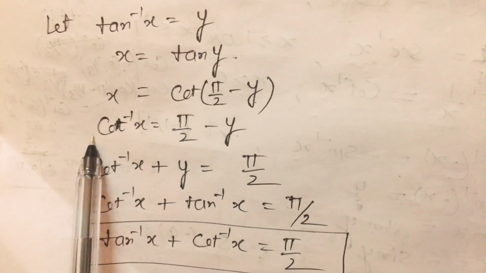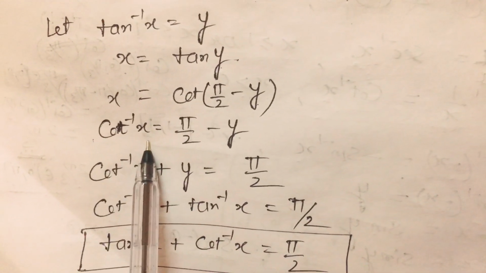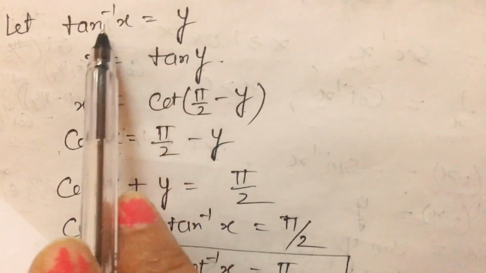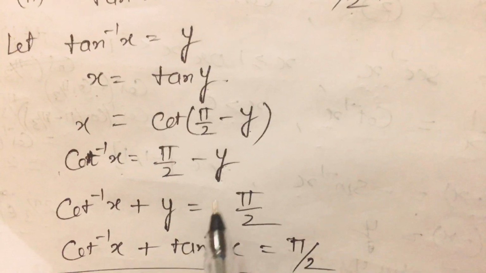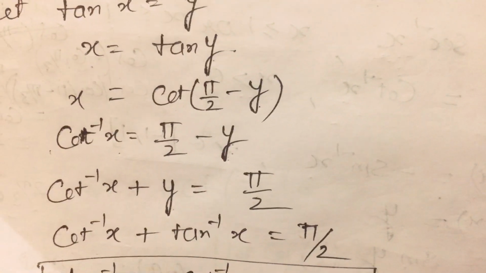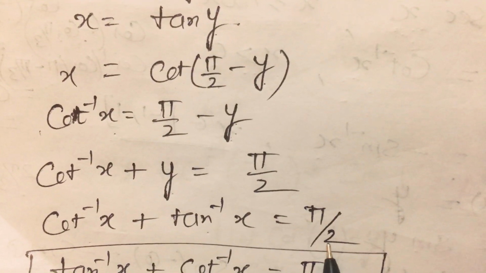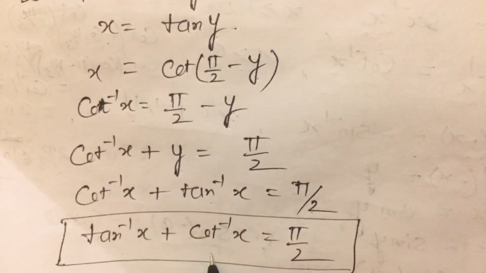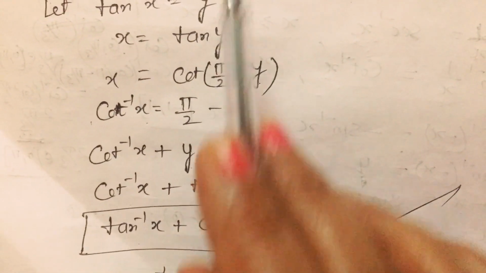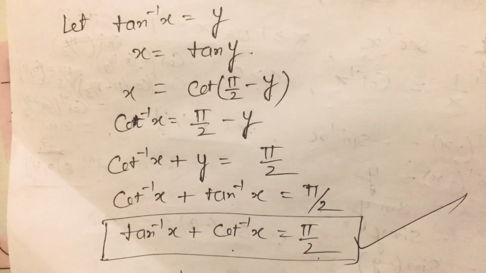So cot we will take on the left hand side. Cot inverse x is equal to pi by 2 minus y, and we have taken y as tangent inverse x. So we can write here y is equal to tangent inverse x. So cot inverse x plus tangent inverse x is equal to pi by 2. So tangent inverse x plus cot inverse x is equal to pi by 2. So in a similar way we can show the other two properties.